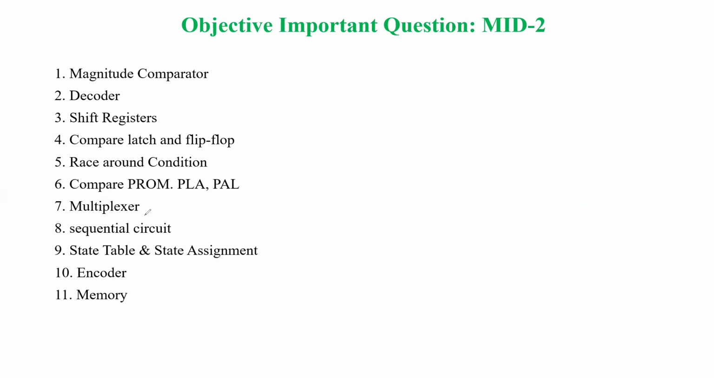Next we have multiplexer. What is the multiplexer? Or define the multiplexer. So multiplexer is also a combinational circuit where we have multiple inputs and we are going to get only one output. So multiple inputs means here we have 2 to the power n number of inputs and only one output. The size of the multiplexer is 2^n cross 1, where n is the number of selection lines.